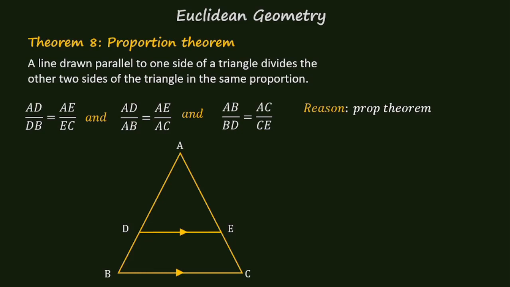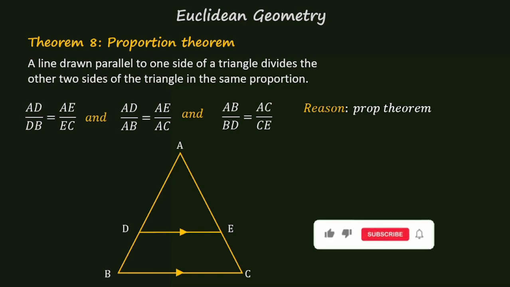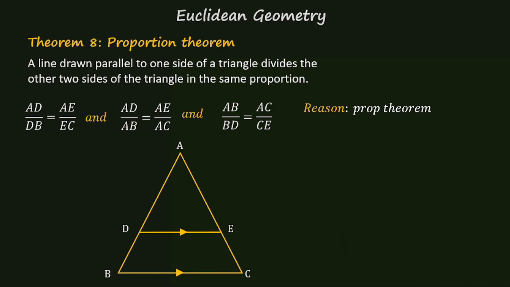Welcome to the second part of Euclidean Geometry. In this part, we are going to look at grade 12 Euclidean Geometry. This is only for grade 12. We will start with the proportion theorem and then look at two conditions for similar triangles. And finally, we will look at the Theorem of Pythagoras and then solve some problems based on the proportion theorem and the similarity as well as the Theorem of Pythagoras.